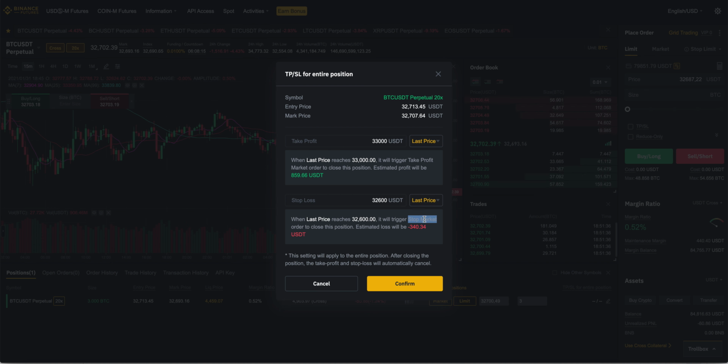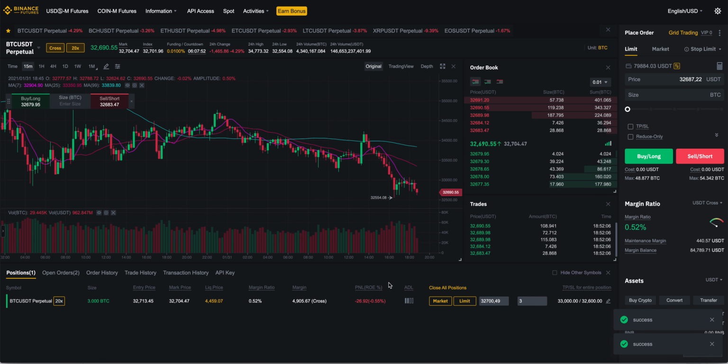So if the exchange trades at this price, then a stop market order will be executed. Also in this case, a take profit market order. So when this price is touched, a market order will close my position. The same here: if this price is touched, a market order will be executed and my position will be closed. Okay, so I confirm, and that's it.